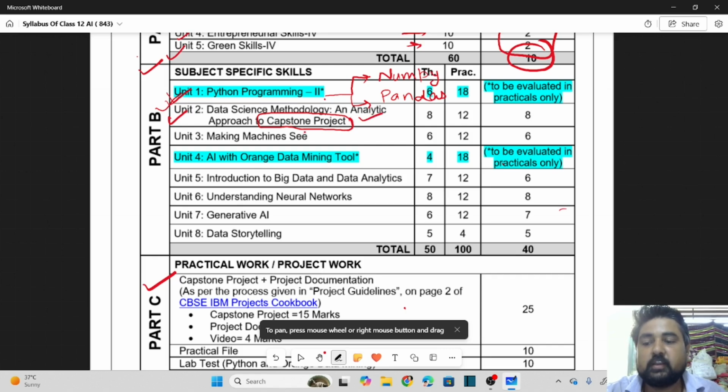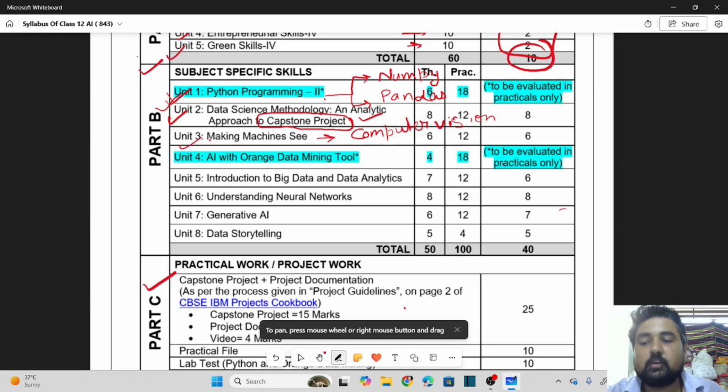Now the third unit is making machines able to see, as a part of computer vision, where we create machines that are able to see and analyze. Here we study how machines can see, the working of the computer vision process, its applications, and the challenges faced in this topic.